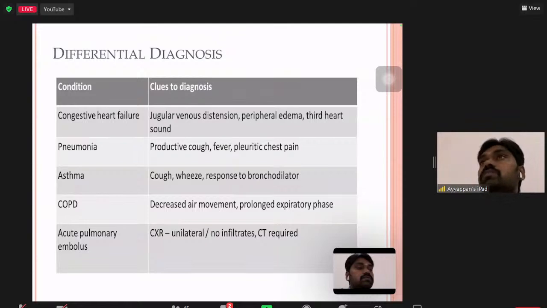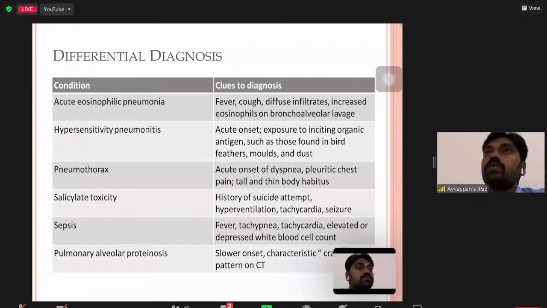And pulmonary embolism can be ruled out. It will be an out of proportion hypoxia with a normal imaging finding on the X-ray. And acute eosinophilic pneumonia, hypersensitivity pneumonitis, and pulmonary alveolar proteinosis can all have similar radiological features to ARDS, but performing bronchoscopy followed by a BAL, or subjecting these patients to steroids, will show tremendous improvement, and in that way it can be differentiated. And pneumothorax and sepsis are clinical diagnoses which can be differentiated.